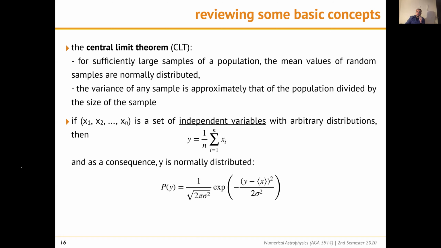So let x1, x2, up to xn be a set of independent variables with arbitrary distributions. Then we have that y, I'm just calling y, is the average of xi. Okay, so essentially this is virtually the mean. If you plot the distribution of the means, these will be normally distributed, okay?